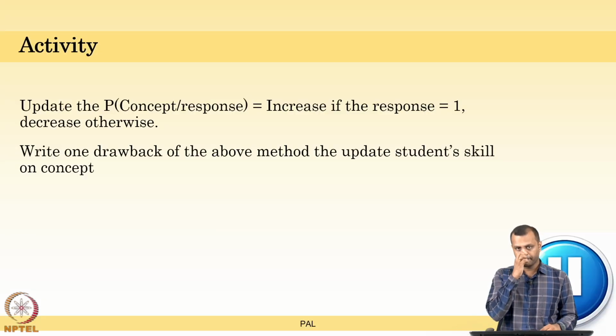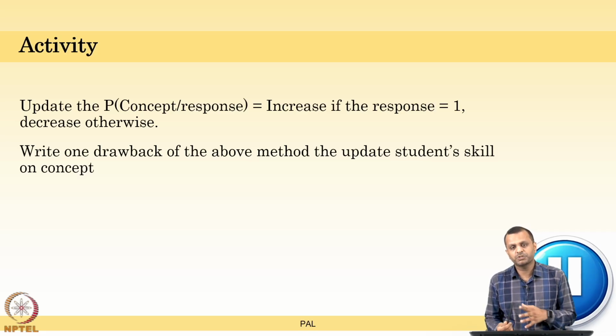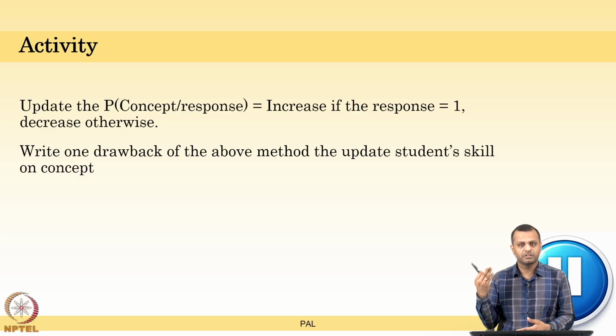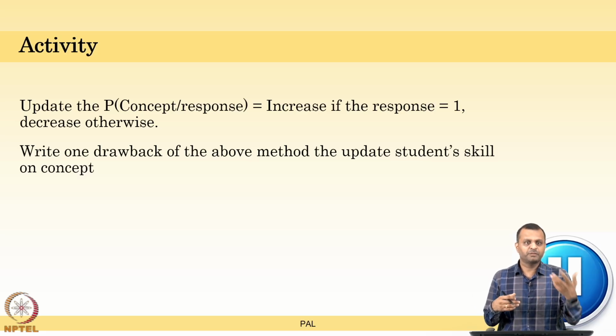Before we go, let's do some activity. If the student's response to the particular question is correct, then increase it. If the student's response is 0, you decrease the student's knowledge of the concept, right? So basically what we do in a Bayesian network is, if the response is correct, you might have a better probability that the student knows the concept. If the response is wrong, you might reduce it.